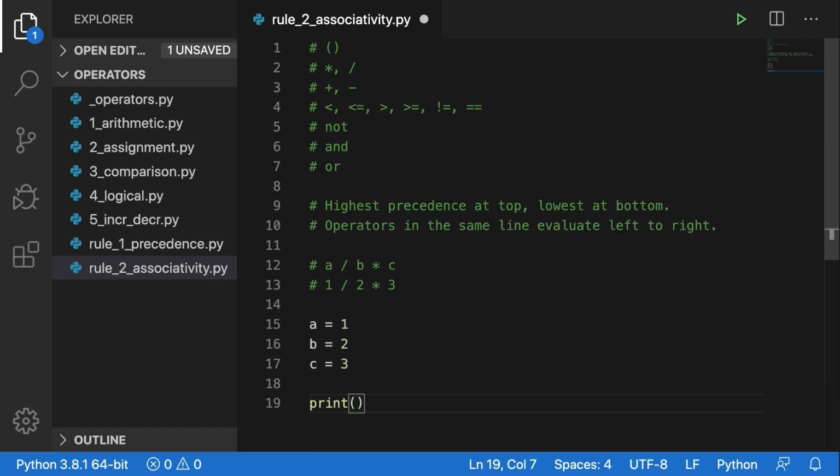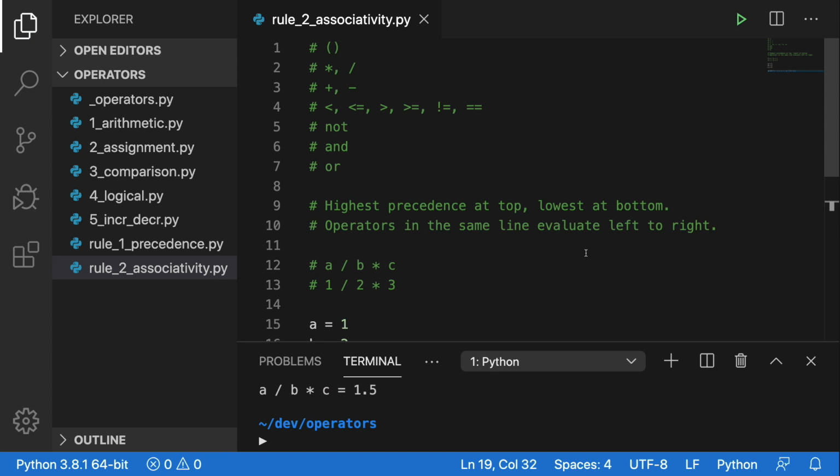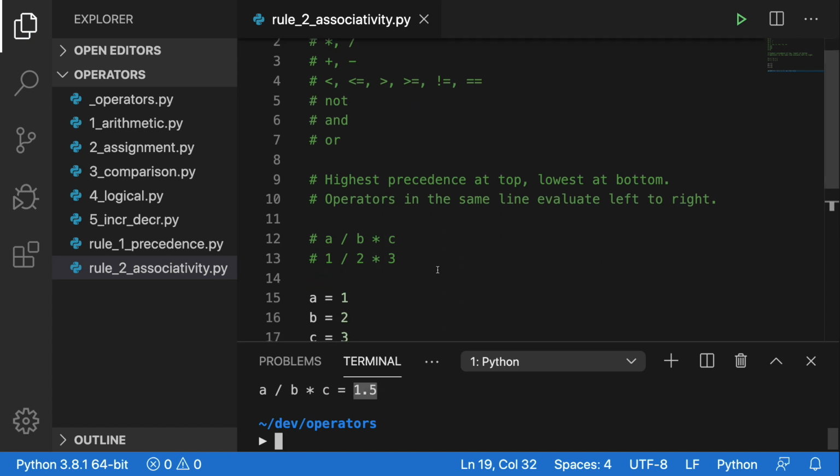Check out this expression. So we need this, and let's see the result, and it's 1.5. That's all for now.